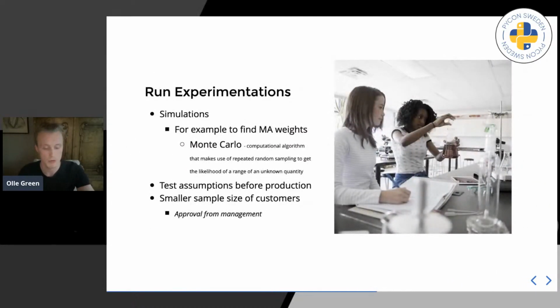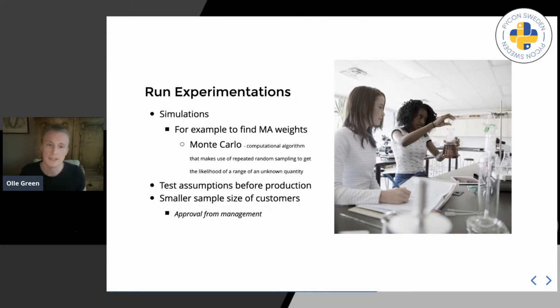Moving on from that, we want to run some experimentation, especially when we use statistical models such as the naive model and the moving average models, etc. We want to use something called Monte Carlo simulations. What we do is we repeat random sampling to get the likelihood for the range of an unknown quantity. Long story short, we try to simulate and see what is the best model to use for maybe a moving average weight. Should we look at only the previous Monday? Should we look at the 2 previous Mondays, etc.? So we can test how that actually works most optimally over a period of time.